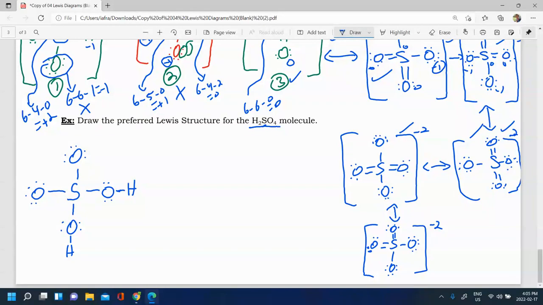So let's go and see if an expanded octet structure might work more effectively. All we have to do is really draw it out to see if that will work, and figure out what the formal charges are. So we can turn the oxygen over here into a double bond and get a structure like this. That's one possibility. We could also do it twice. We could turn this one to a double bond as well and get this.